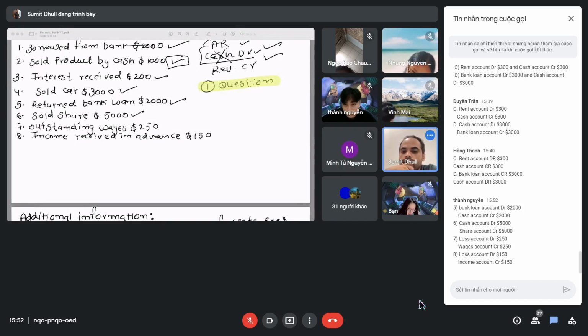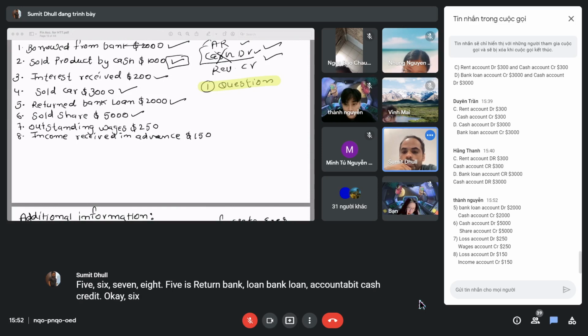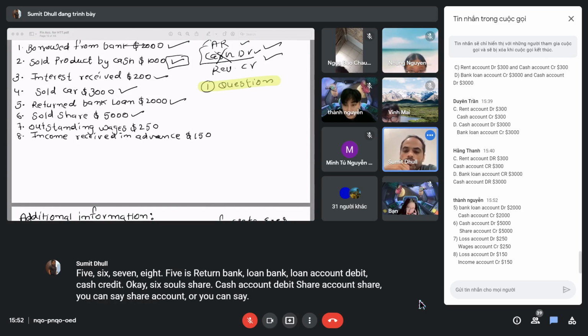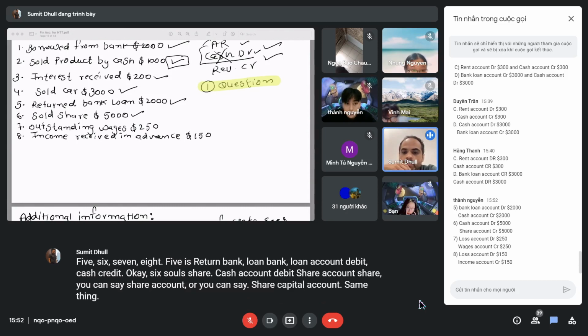5, 6, 7, 8. Number 5 is return bank loan account debit, cash credit. Okay. Number 6, sold share, cash account debit, share account. You can say share account, or you can say share capital account, same thing. Number 7, outstanding wages, loss.